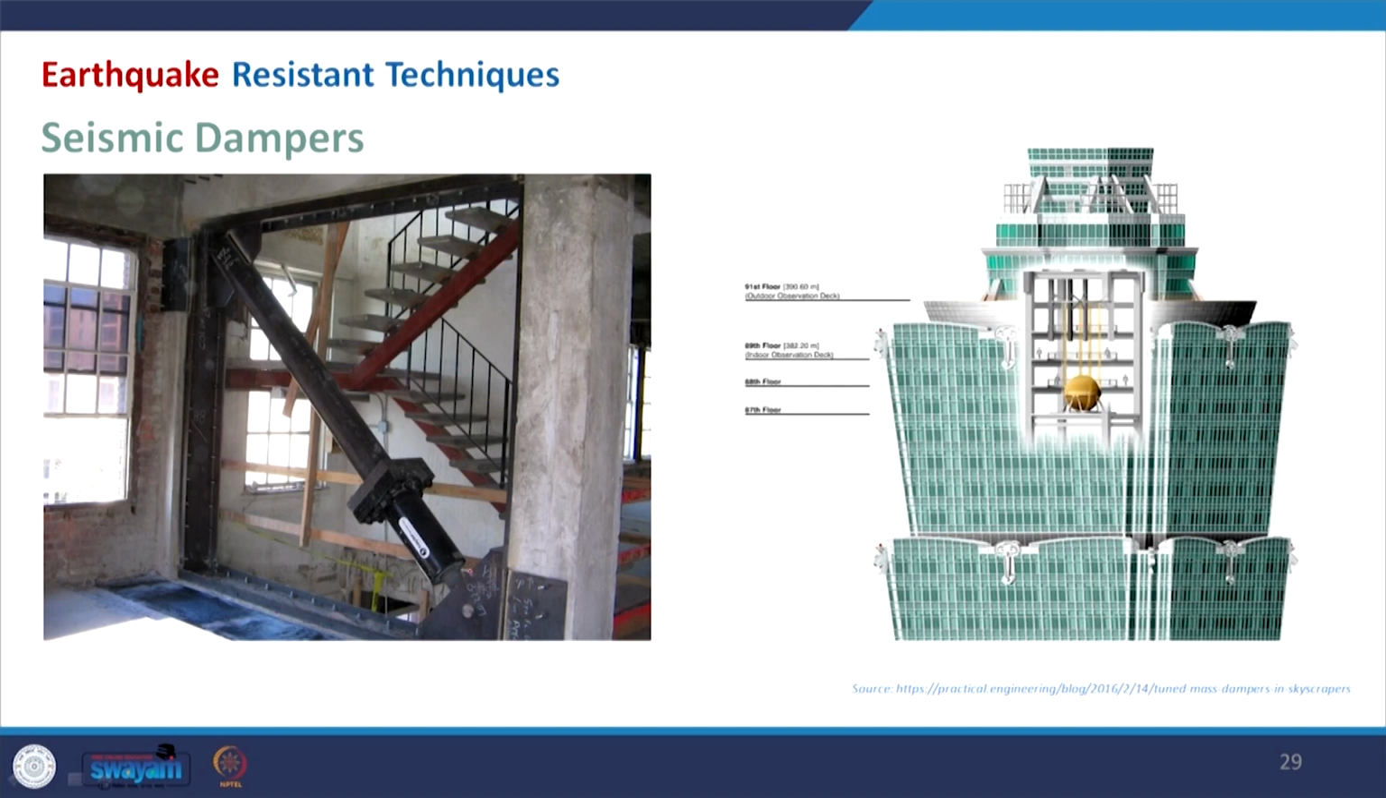And here you can see the viscous dampers that are placed like this, which will reduce that wave. So these are the techniques by which we can really reduce the risk of the collapse of the building.